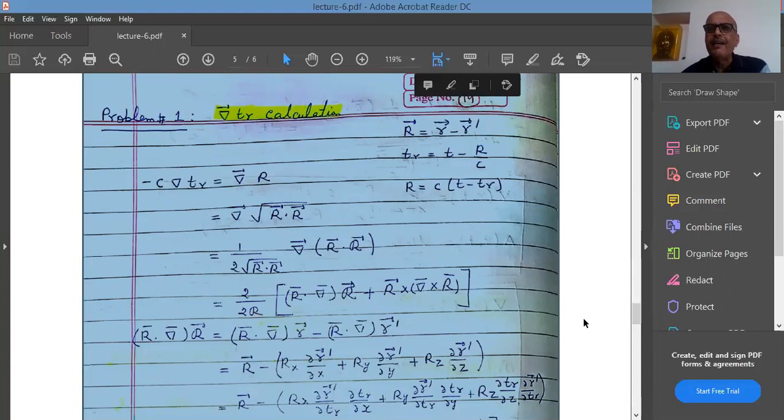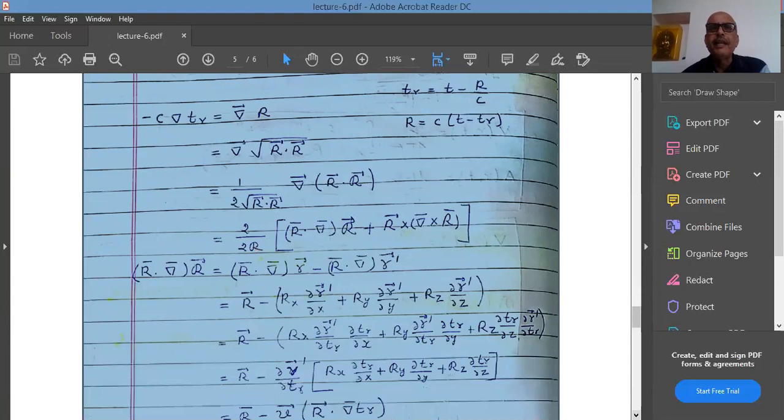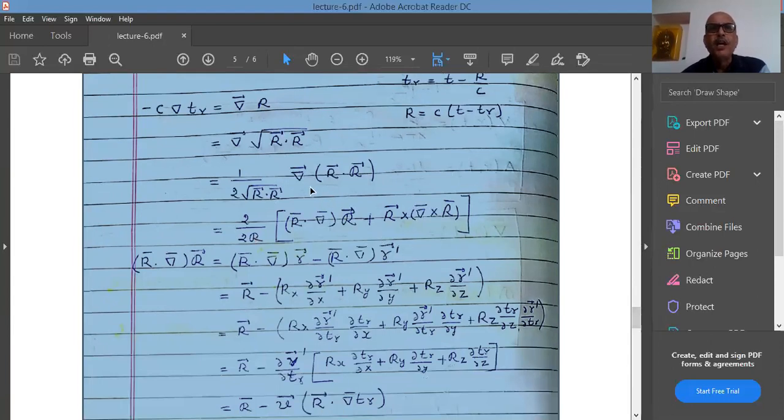We made use of identity, Griffith identity number 4. That identity number 4 will help us to write this gradient of A dot B formula. Here we have R dot R, so gradient of R dot R will have 4 terms. But if A and B are the same, then the first two and the last two terms are the same, so a factor of 2 will come here. And then we have R dot del into R plus R cross del cross R. And that is the value of minus C into gradient of TR.